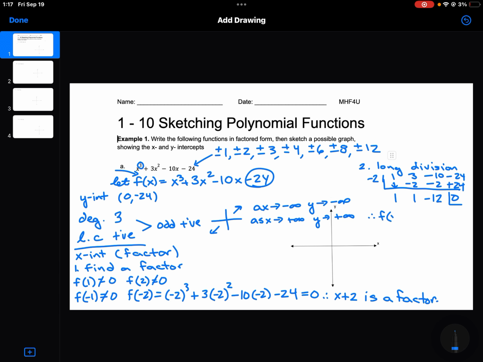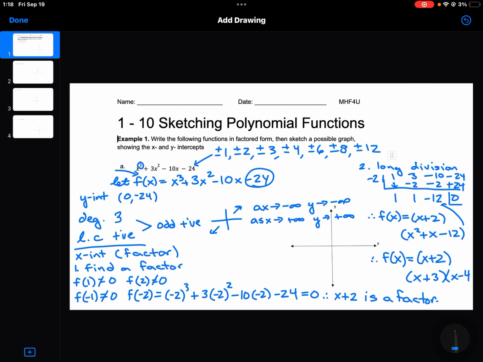So then I can say that my polynomial is going to be x plus 2 times, and I'm writing it below just because I'm out of space here, x squared plus x minus 12, which comes from my answer to synthetic division. It is not fully factored, so I can factor that quadratic. x plus 2 times x plus 3, x minus 4. These are the values that give me my x-intercepts.